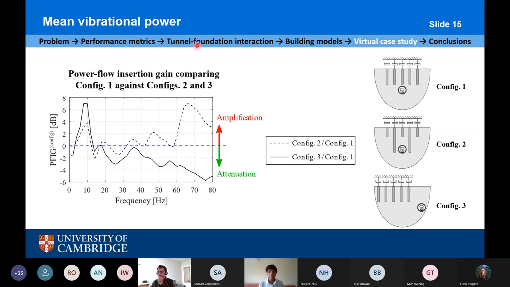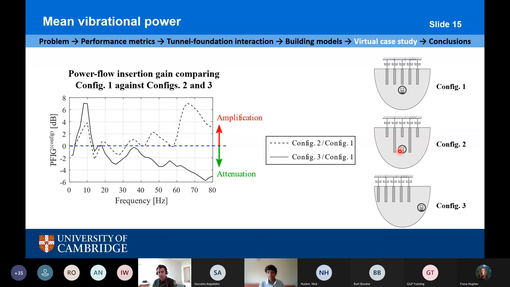And then the other final thing we looked at was the mean vibrational power. So we used the power flow insertion gain to compare configuration one against configurations two and three. The dashed line in this figure plots the response in configuration two divided by the response in one, and the same for three divided by one for the solid line. And we see, especially for configuration two, this amplification in the PFIG, particularly at high frequency.